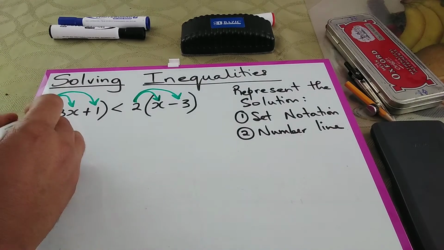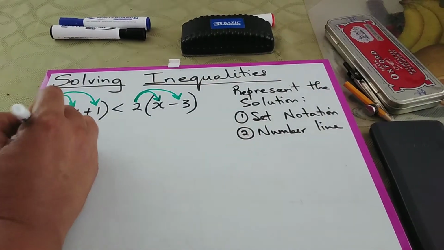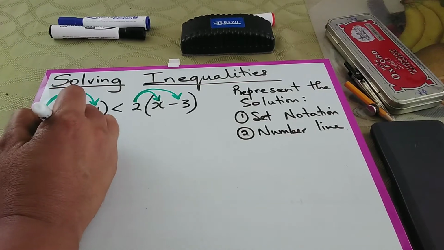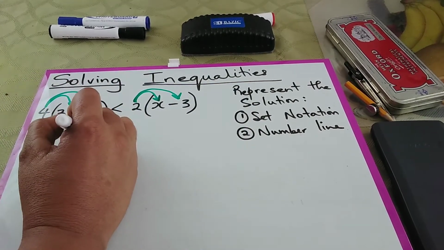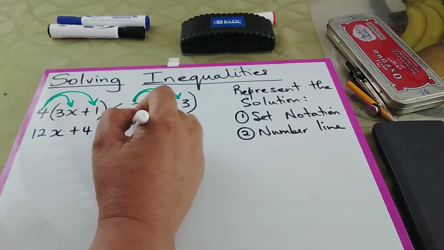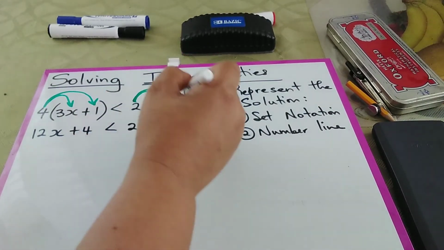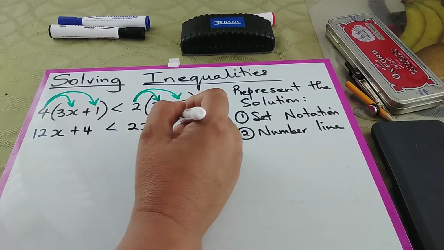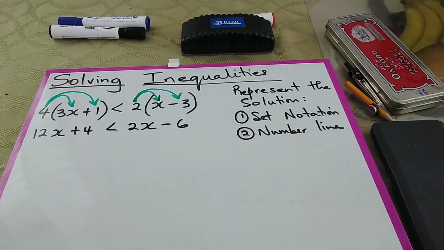Okay, so 4 times 3x, 4 times 3 is 12. Put back the x. 4 times 1 is 4. Less than. 2 times x is 2x. 2 times negative 3 gives us negative 6. Now that looks like the question we did before, the first example. So now we're going to group the like terms.